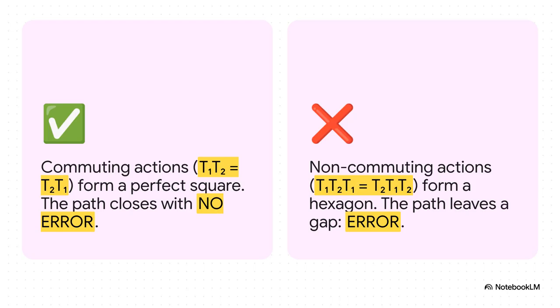These are non-commuting or braided actions. The order here is crucial and irreversible. That path traces a hexagon, and do you see that? It doesn't close. It leaves a gap. That is our error. That's the holonomy we've been looking for.